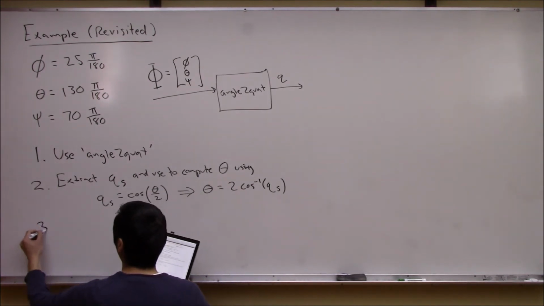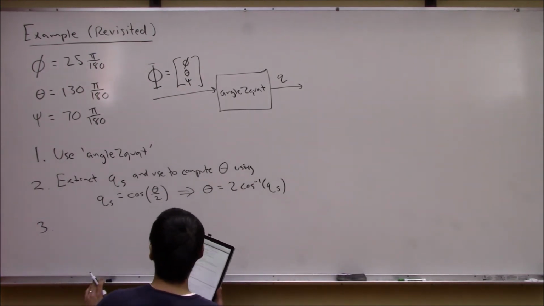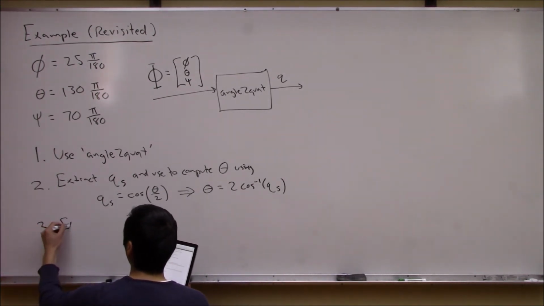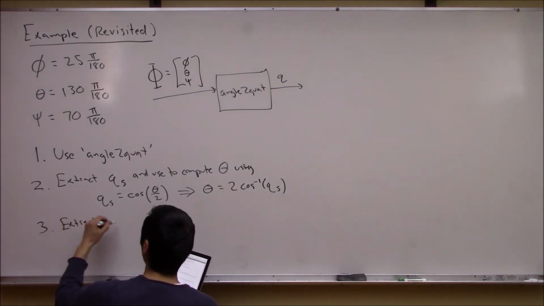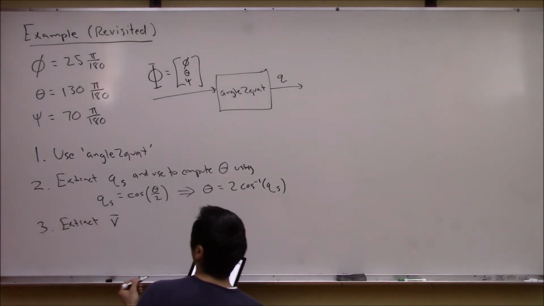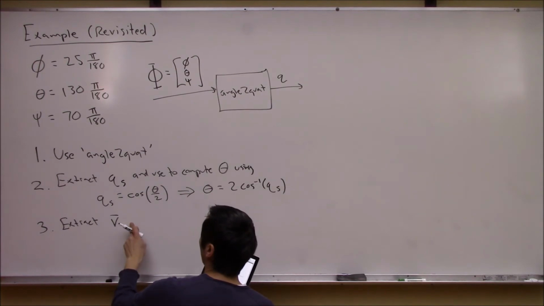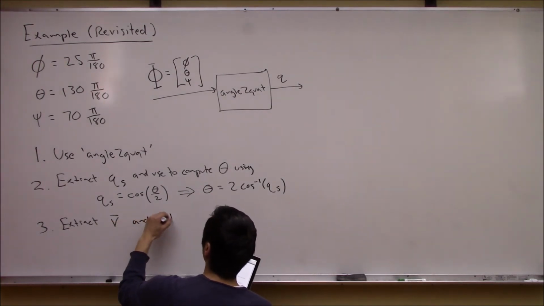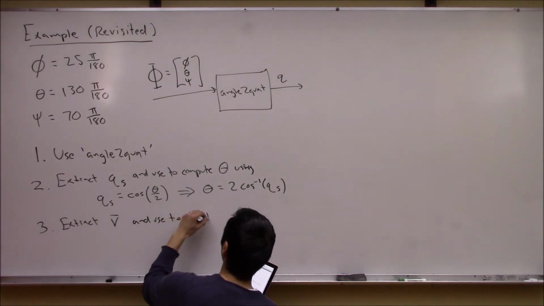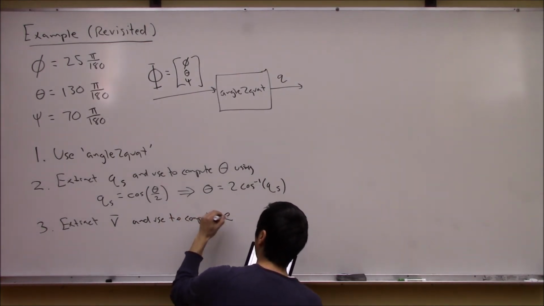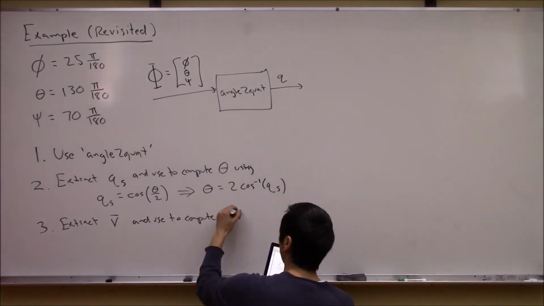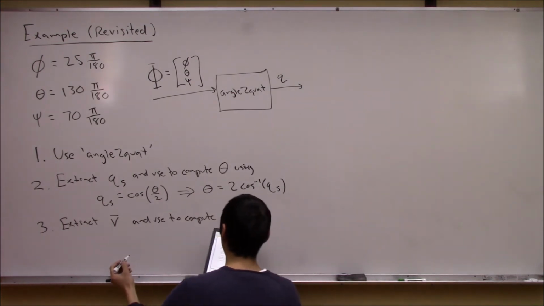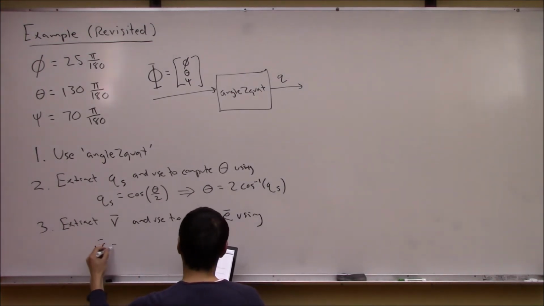And then finally, step 3: once we do that, the next thing we can do is go ahead and extract the vector component from the quaternion, and use it to compute the axis of rotation, E. Again, using our definition, we said that the vector component of the quaternion was what?